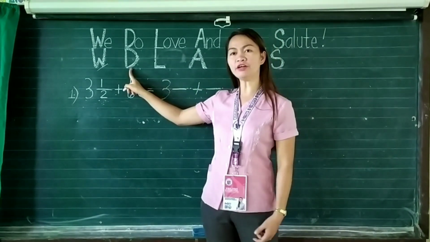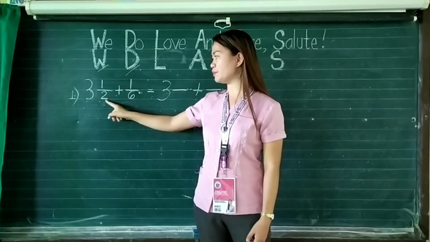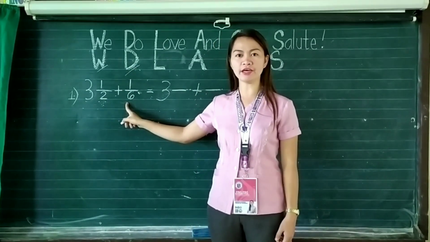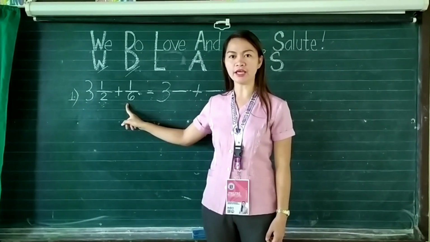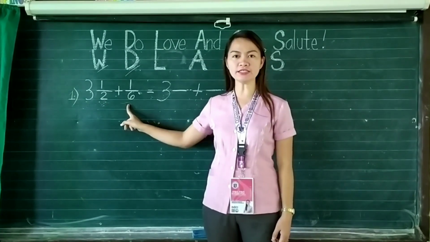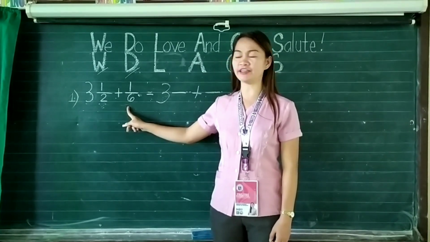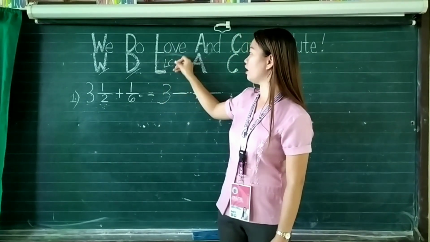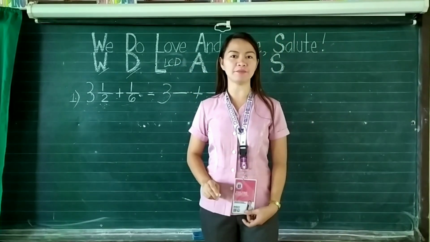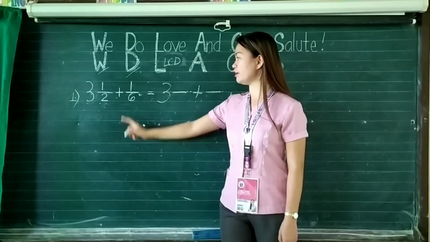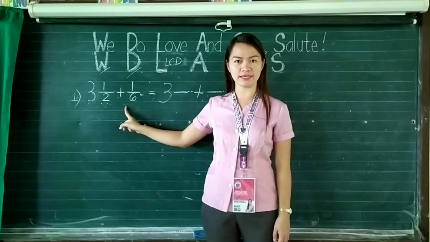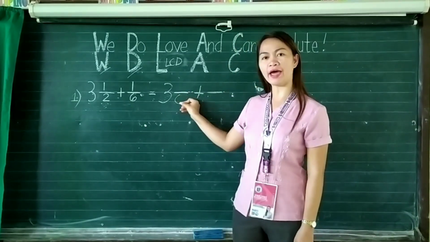Then, the dissimilar fractions will be changed into similar fractions. Since we have two dissimilar fractions here, because the denominators are not the same, we're going to change them into similar fractions by finding the LCD, or the least common denominator. And the LCD for 2 and 6 is 6. So, we write 6 here.